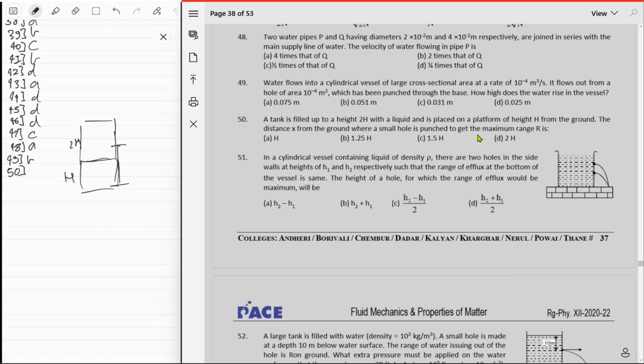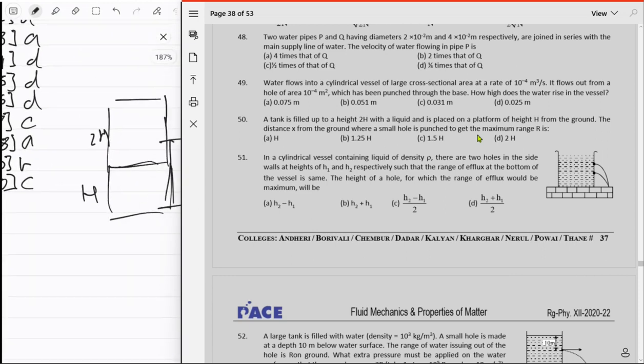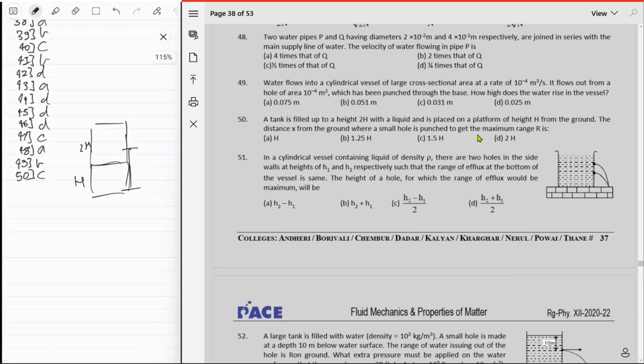The whole calculation still works out. So it's, of course, at the half of the height. It doesn't matter whether or not this is filled with water, because this is the water that's doing the thing. So just 3h upon 2, like 1.5h. C is the answer. So x is the distance from the ground, not from the platform. Okay, next question.